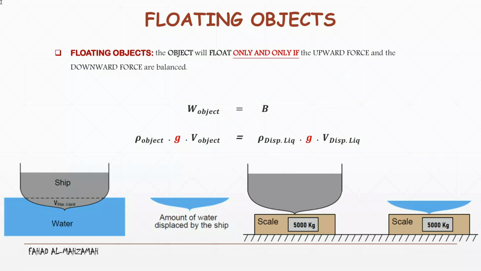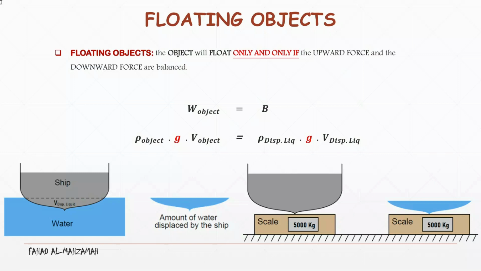So here, for example, it's 5,000 kilograms, which is the mass of the whole ship. And the displaced liquid, only the displaced liquid, has the same mass, which is 5,000 kilograms. So that's all about floating objects, and we'll take an example at the end of this section. Now we understand the floating objects.